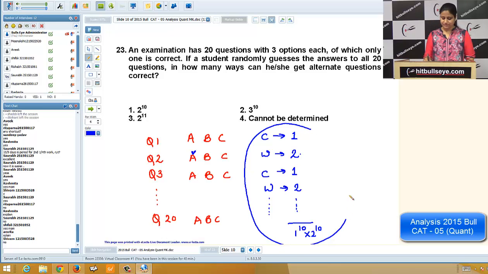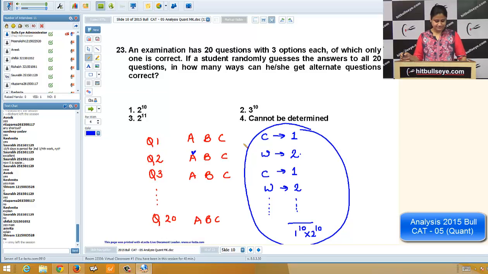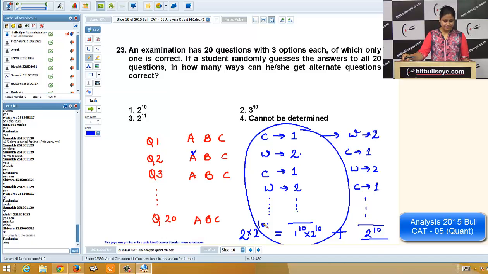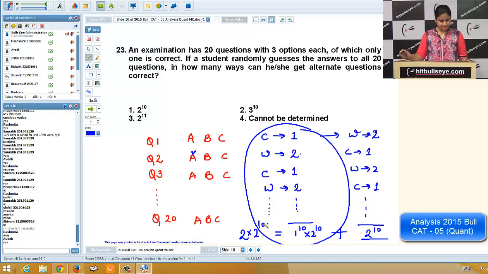So this is my case 1. In case 1, you can attempt your paper in 2 raised to power 10 ways. Now taking case 2, when you are taking first wrong, second correct, third wrong, fourth correct, and so on. So these many ways once again. Either there will be case 1 or there will be case 2, so I'm adding both. I'm getting 2 into 2 raised to power 10, which comes out to be 2 raised to power 11, and this is the answer in this case. Is it okay, guys? Yes, Rashmita? That was your problem? Yes. Okay, let's move.